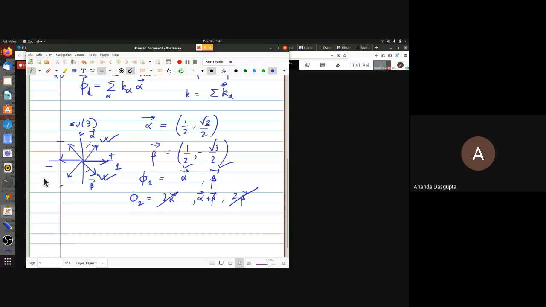Just continuing along this, suppose I imagine that there could have been phi 3s. So what are phi 3s? Possibilities: 3 alpha, 2 alpha plus beta, alpha plus 2 beta, 3 beta, and so on. Of course, out of these two are immediately out. But the question remains, first of all, is this alpha plus beta at all a root?